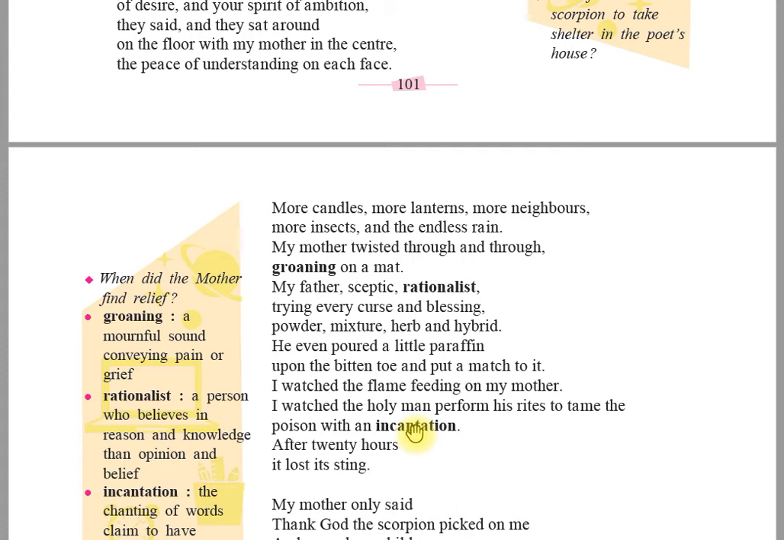People continued coming into the house with more endless rain. All the while, the mother twisted with pain on the mat. Though the narrator's father was a sceptic and a rationalist, he tried everything: the medicinal powder, herbs, mixture, and a mixture of two, that is, hybrid things, following a belief that was prevalent. He also poured a little paraffin upon the beaten toe and lit a match to it, hoping to burn up the poison. His actions are in direct contrast to his views because he wants to try out everything possible to save his wife. The narrator also watched the holy man perform their rites and chant holy verses to lessen the effect of the poison.